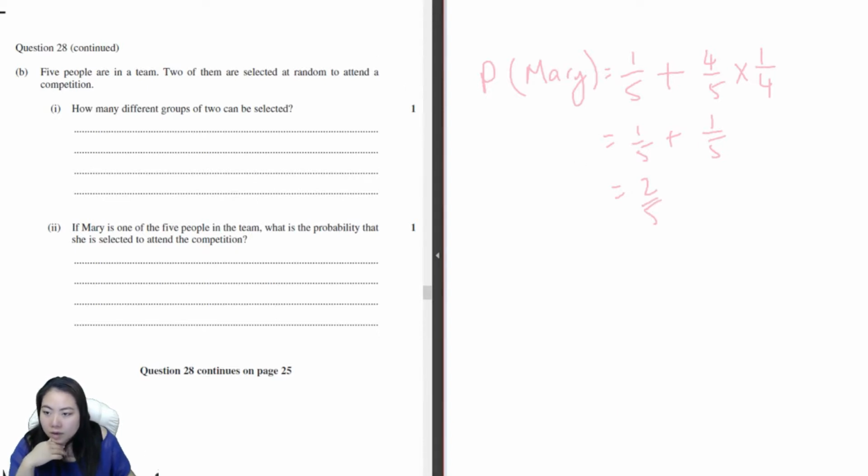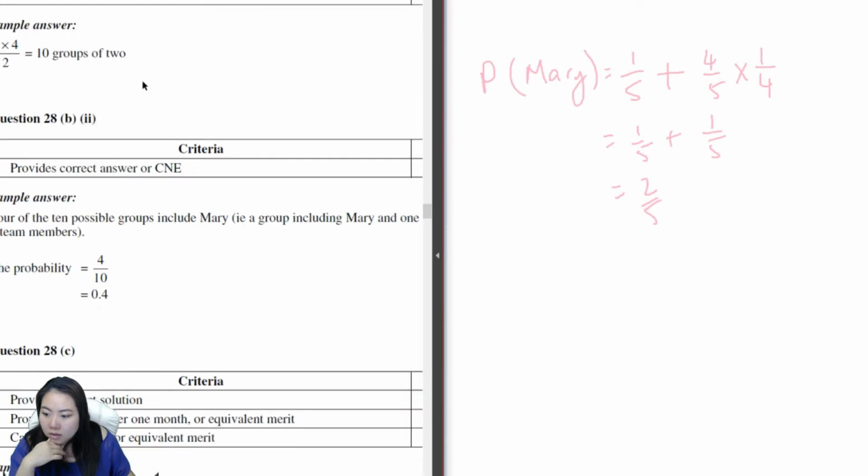Let's see if that's right. Yep. 4 of the 10 possibilities include Mary. Oh, so they counted it with the groups. The probability is 4 out of 10. Therefore, it's 0.4, which is 2/5.